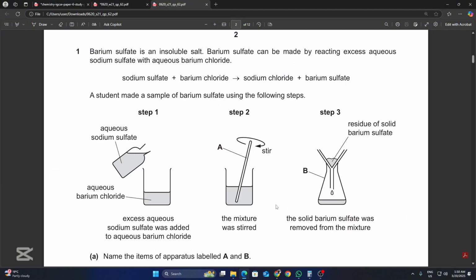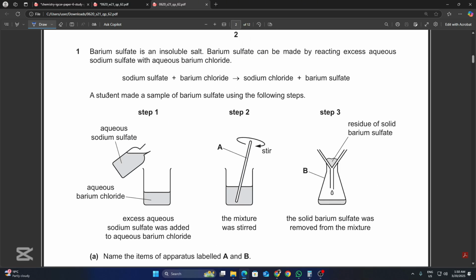Okay, so now the last part is actually how we're going to apply the apparatus and everything in the experiment. In order to apply the apparatus knowledge and everything like that, we need to actually solve past paper questions on it.